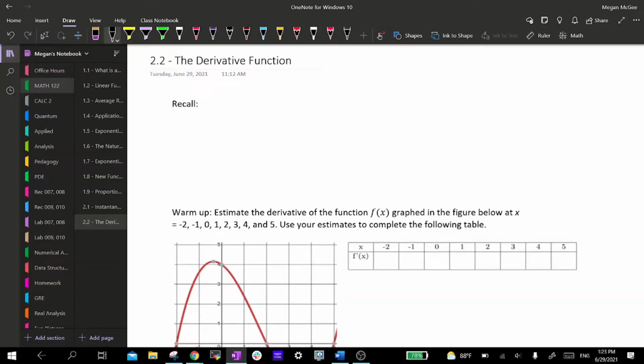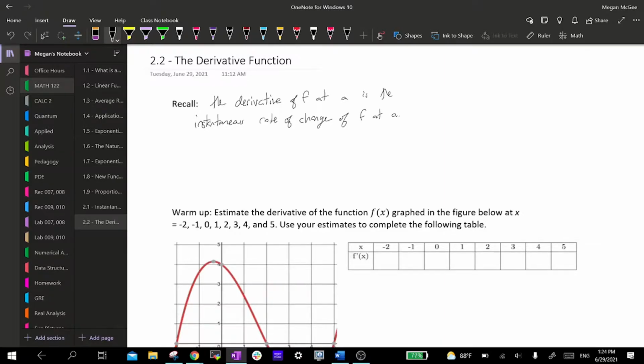Alright, welcome to section 2.2, the derivative function. First, we're going to recall our definition of the derivative. So, the derivative of f at a point A is the instantaneous rate of change of the function f at the point A.